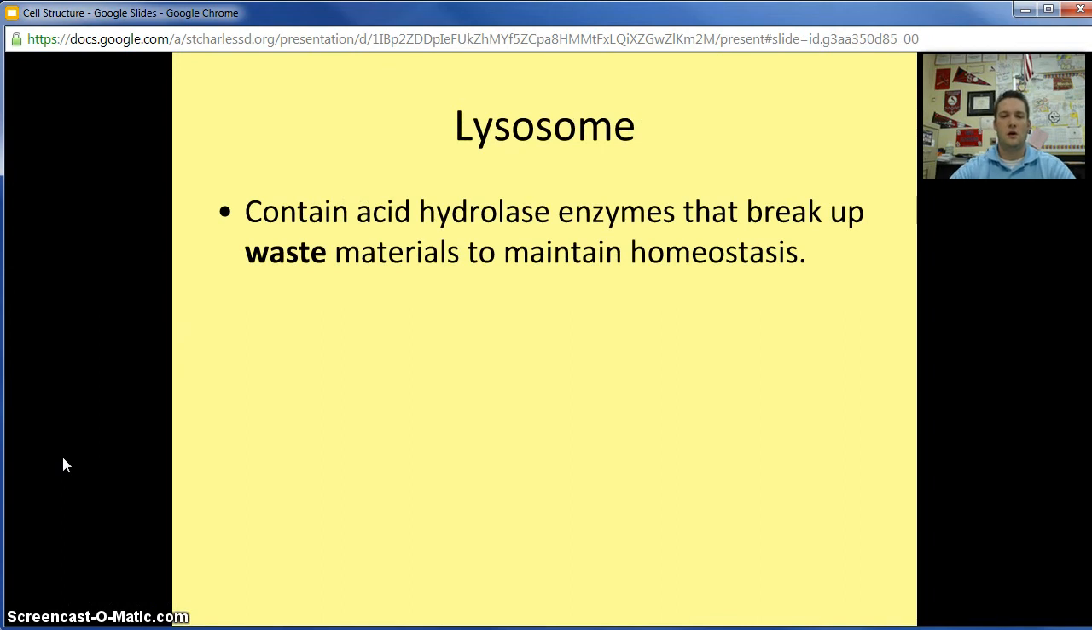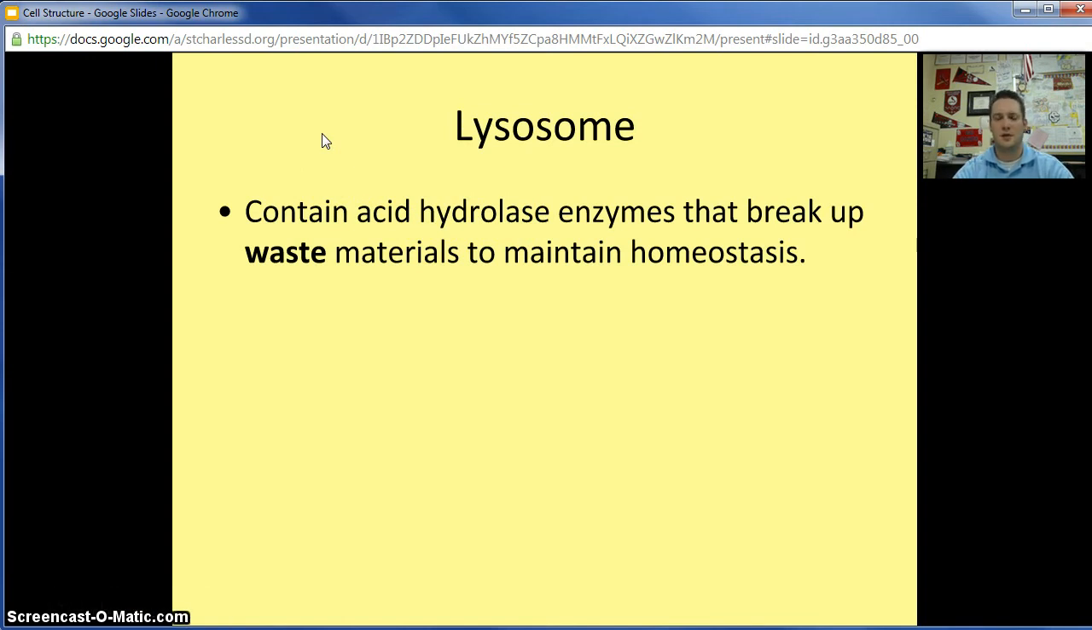Okay, lysosomes are basically these little sacs. We've talked about vesicles some, and it's a vesicle that actually contains enzymes, hydrolase enzymes, which break things down. Actually, enzymes do a lot of different things, but these enzymes break things down. And the word hydrolase just means that they break things down using water. It's how your cells digest sugars and things like that.